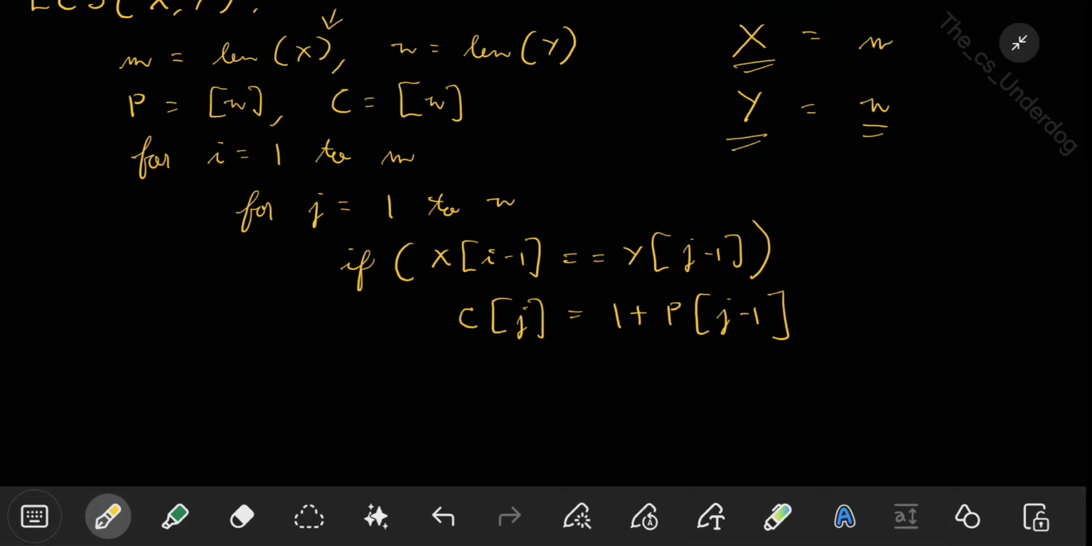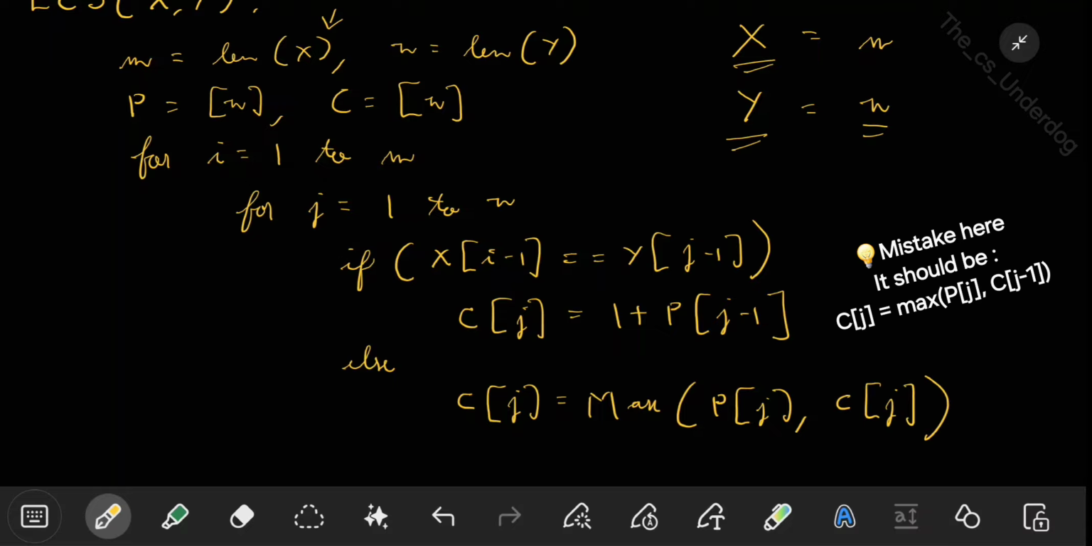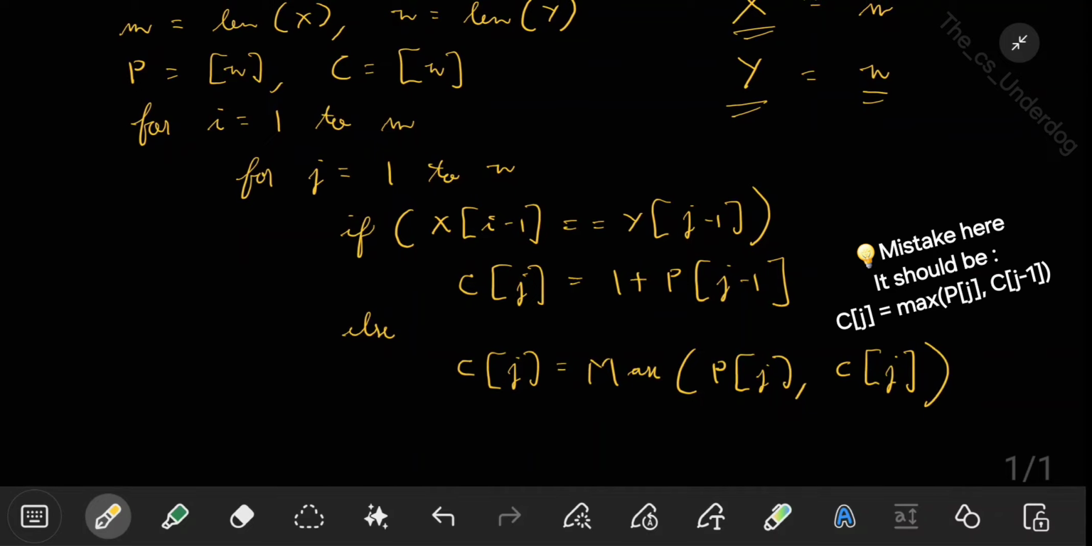What is the other case? What is the else case? In case x and y are not equal, in that case, your current of j is equal to, what should you do? You should take the maximum of, in case of the matrix, you took the maximum of the top block and the left block. Here what should it be? Instead of the top block, you have previous of j, and instead of the left block, you have current of j minus 1. So this is the algorithm. Once you complete this, what should you do? You should finally return. What should you return? Here you should be returning previous of n.